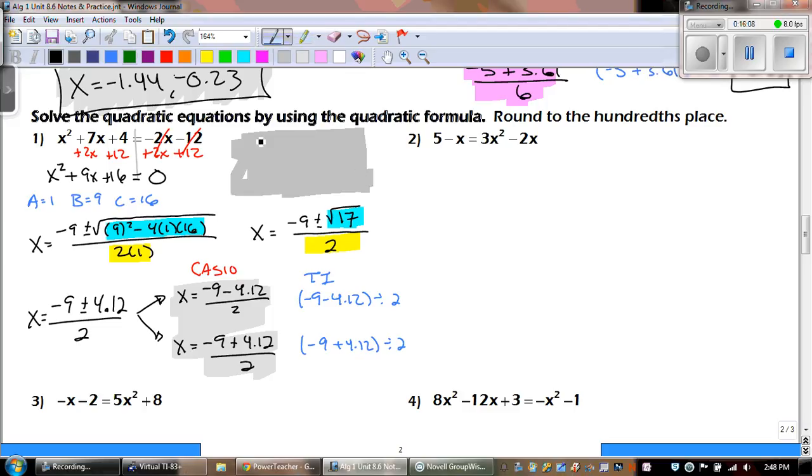When you're done, you should get your answer that x equals -6.56 and -2.44. Those are your two answers, okay? All right, number 2. Number 2, why don't you guys see if you can set it equal to 0 and then tell me what A, B, and C are. Pause the video and good luck.